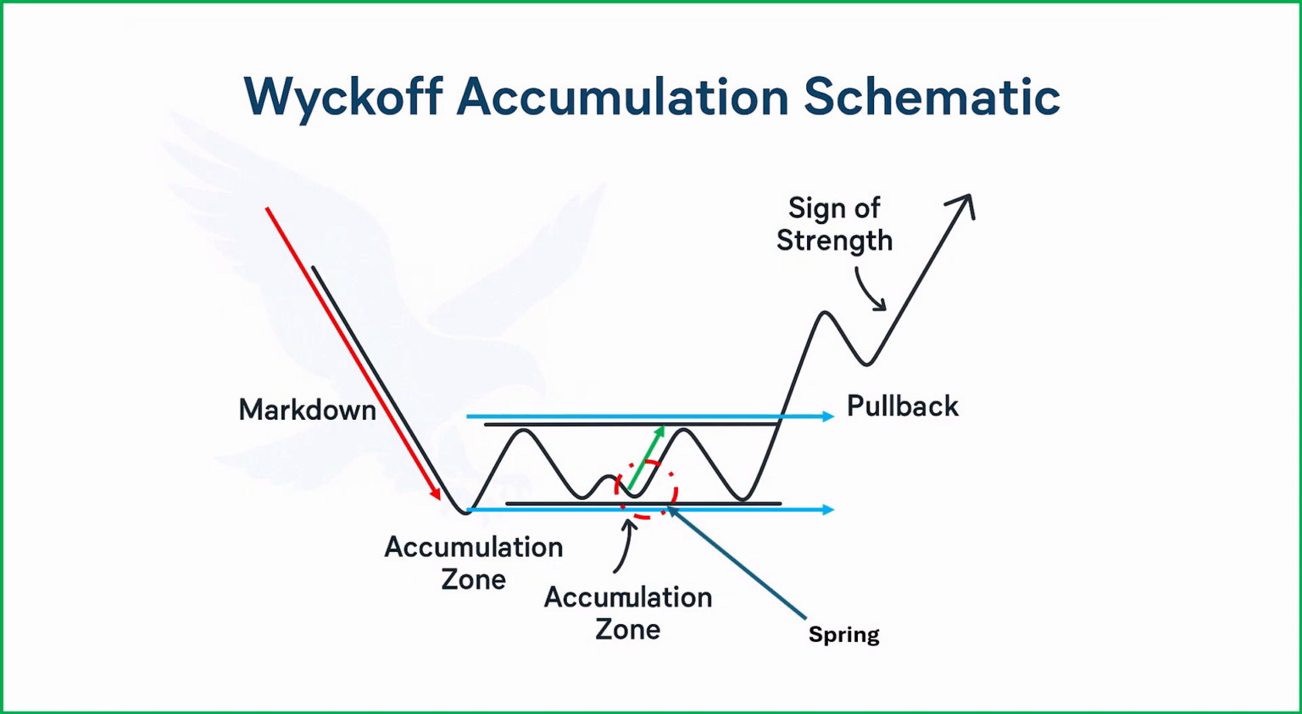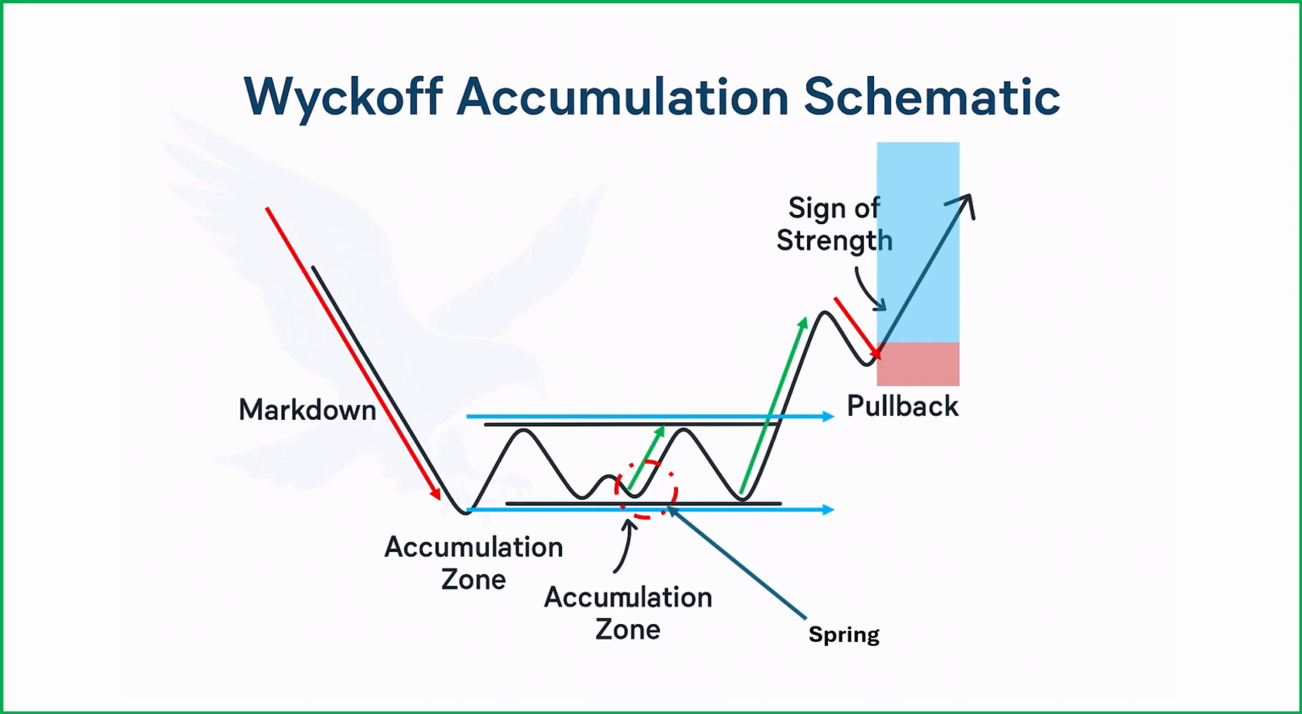Number 4. Sign of strength, the big bounce back. Here's the confirmation. After the spring, the market surges back up, breaking above the sideways range. This shows buyers have stepped in with real strength. We call this the sign of strength. Number 5. The pullback, your entry point. Once price breaks out, it doesn't just fly forever. It usually comes back down to retest the breakout area. That's your sweet spot, the cleanest, safest entry. You're buying after the strength, not during the uncertainty.